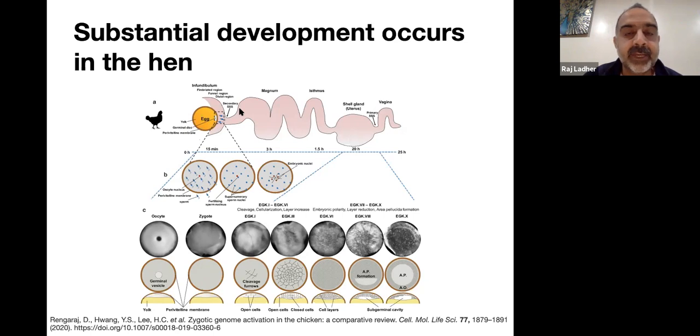In hens, it can be about 80. It's very, very long. And what happens as we go down this tube is that the albumin is added in various parts. The shell membranes are added, and then over here the shell is added to the egg. Okay, and so by the time the egg is laid, already substantial development has happened. But let's talk about the development.